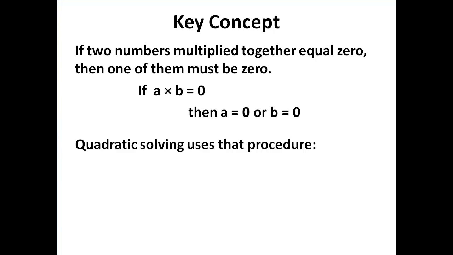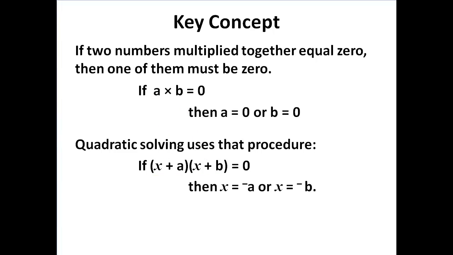And quadratic uses that procedure. We have two numbers, admittedly they're numbers in brackets, but x plus a is a number and x plus b is a number when we put in the value of x. And if those together equal 0, then either the first bracket or the second bracket must equal 0. For the first bracket to equal 0, then x is minus a. For the second one, x is minus b.